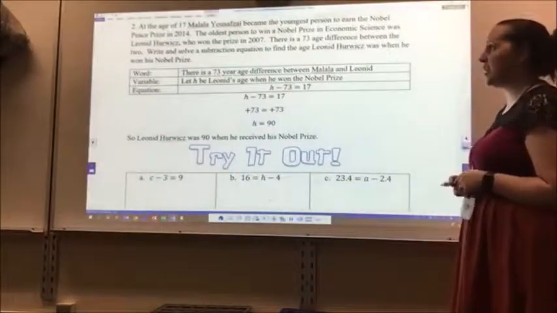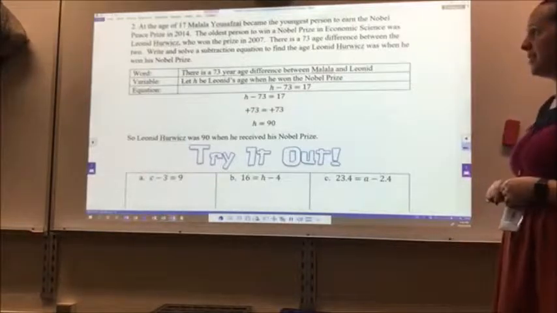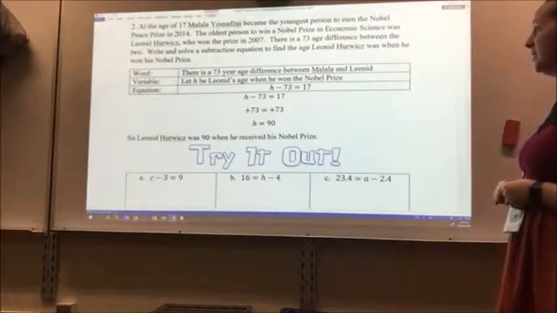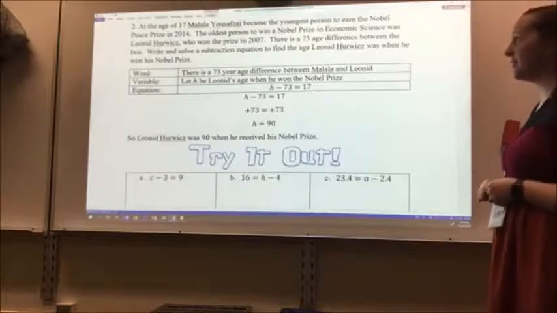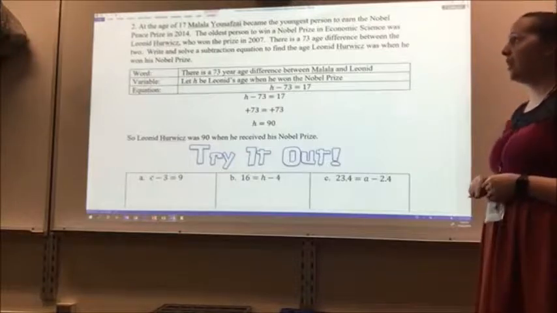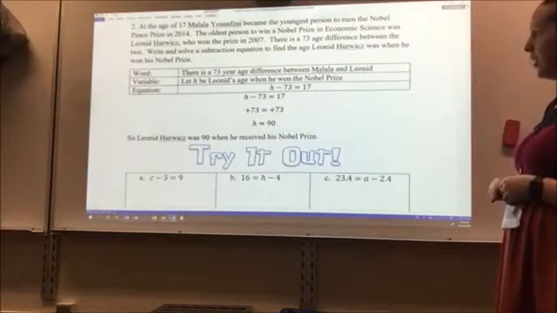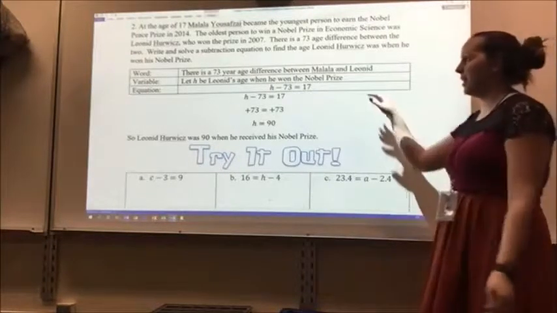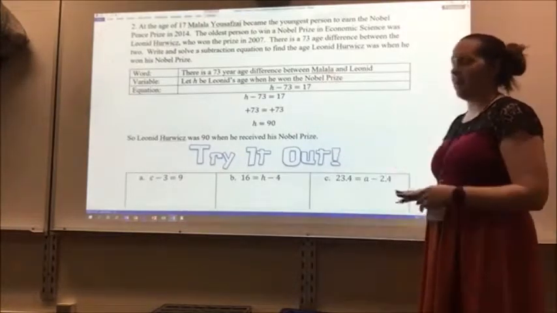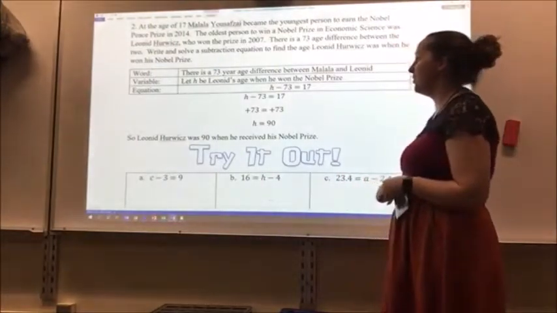Number 2 says, at the age of 17, Malala Yousafzai became the youngest person to earn the Nobel Peace Prize in 2014. The oldest person to win a Nobel Prize in economic science was Leonard Horowitz, who won the prize in 2007. There is a 73 age difference between the two. Write and solve a subtraction equation to find the age Leonard Horowitz was when he won his Nobel Prize. In words, I'm looking for a 73-year age difference between Malala and Leonard. The variable, I'm going to pick h. You can pick any variable that you would like. Let h be Leonard's age when he won the Nobel Prize.